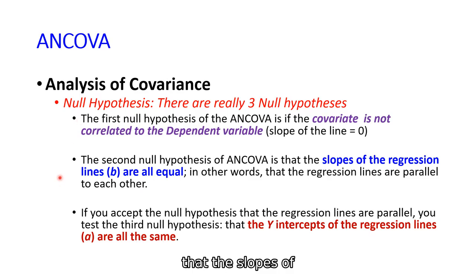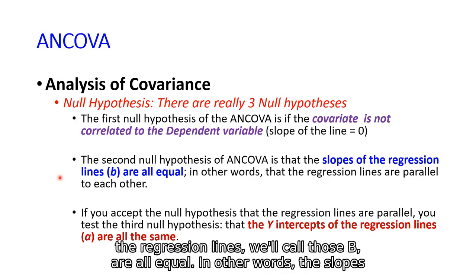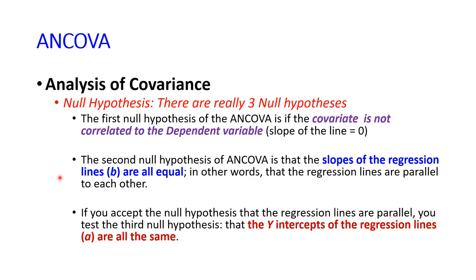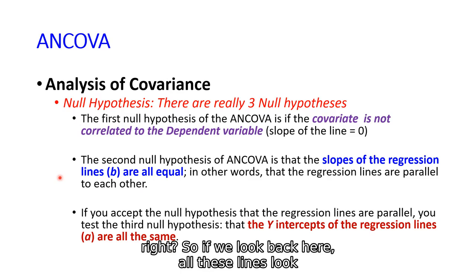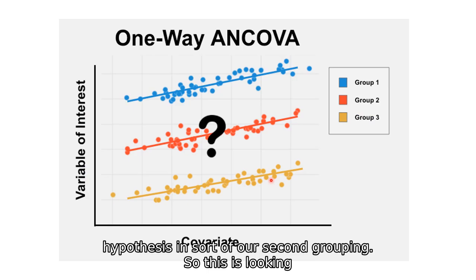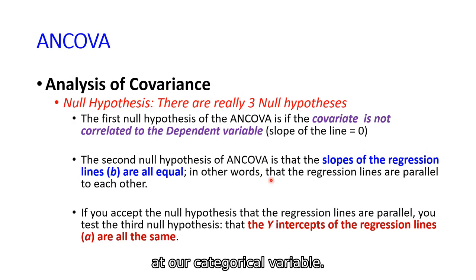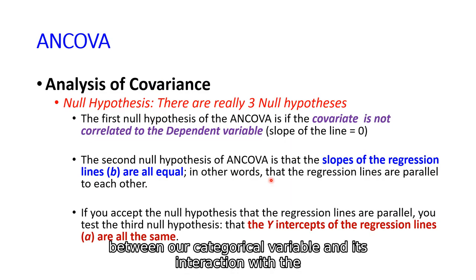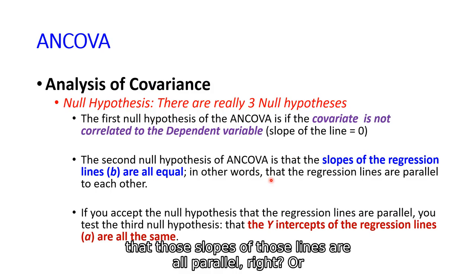The second null hypothesis is that the slopes of the regression lines, we'll call those B, are all equal. In other words, the slopes of the regression lines, or the regression lines themselves, are parallel, right? So if we look back here, all these lines look parallel. That's the null hypothesis in our second grouping. So this is looking at our categorical variable, or actually no, this is our interaction term, I apologize, right? So this is the relationship between our categorical variable and its interaction with the covariate.